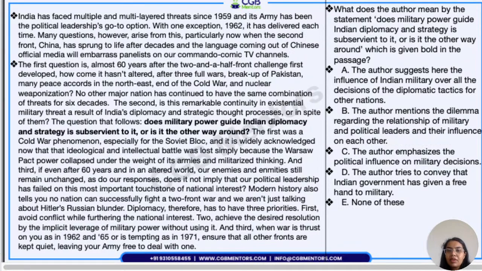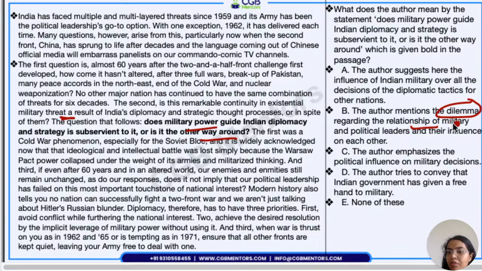Now the statement was given here, okay, and you had to understand this statement to answer. What does the author mean by this statement? Okay, so we have to read a little bit before and after also in order to be sure of the answer that we have. The second is, it is this remarkable continuity in existential military threat. The question follows, does military power guide Indian diplomacy and strategy, subservient, or is it the other way around? This means the author mentions the dilemma because, is it this way or the other way around?